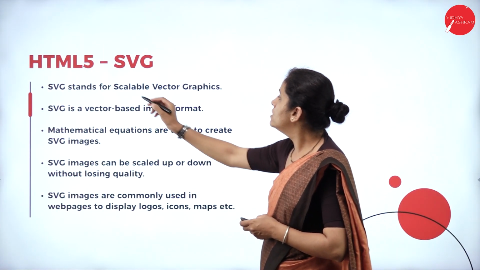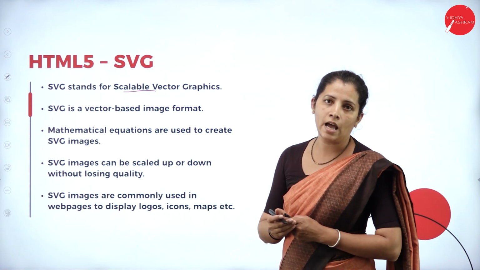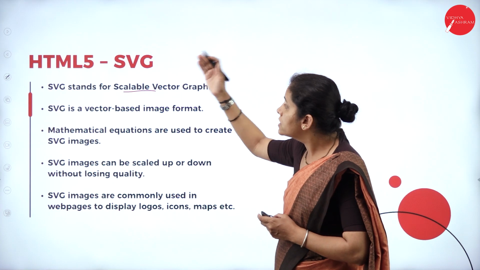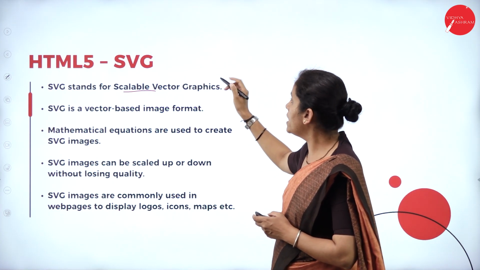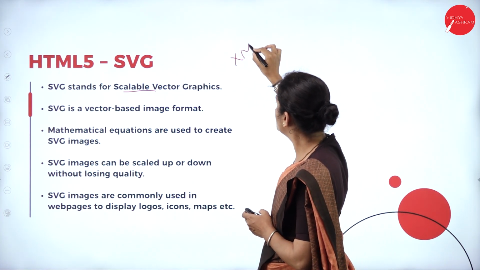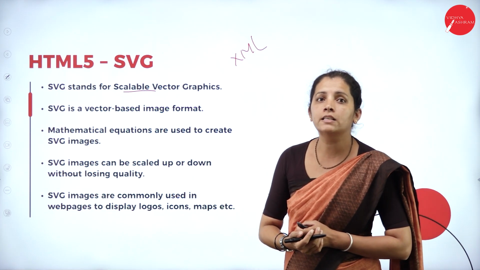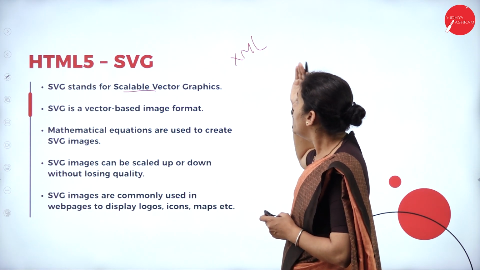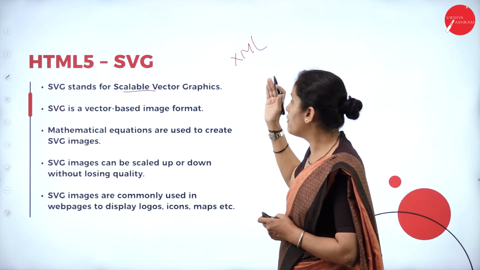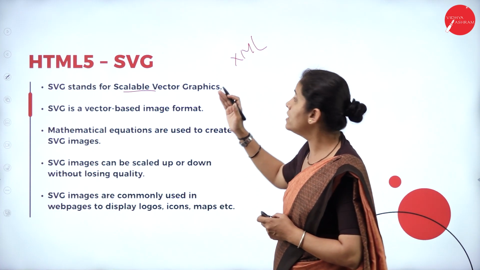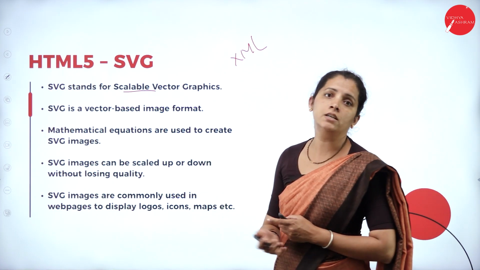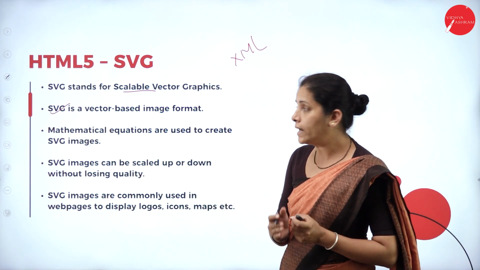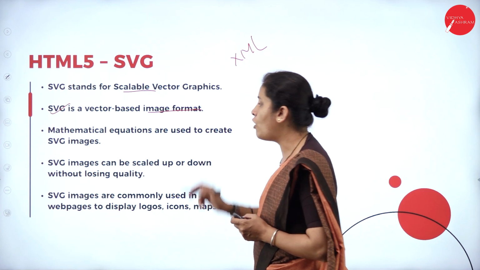So it's scalable vector graphics, which I can use with XML. So what is XML? Extensible markup language. It's an XML based vector graphics. It's an XML based vector image. So SVG is a vector based image format.